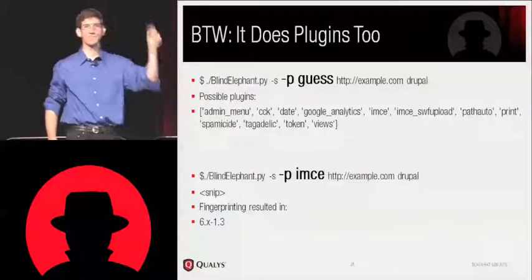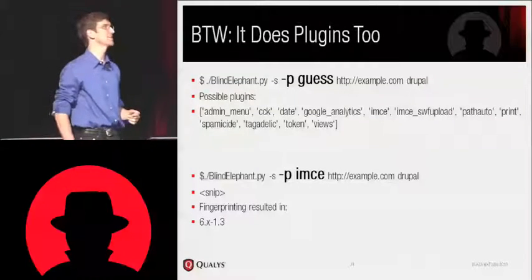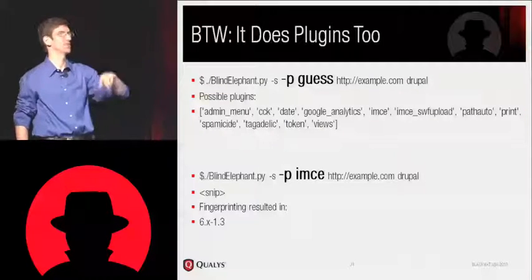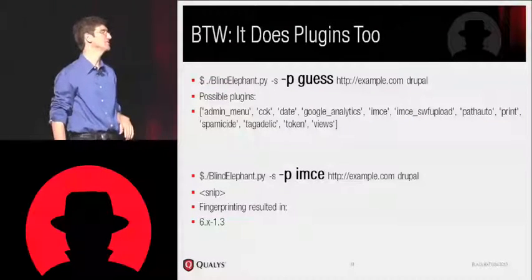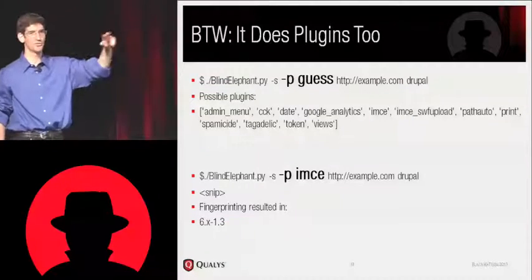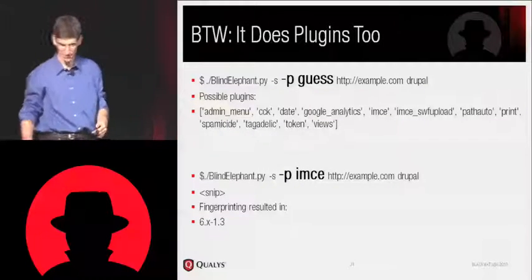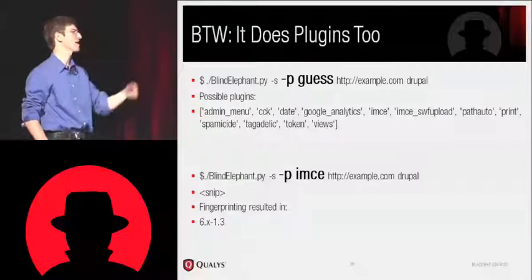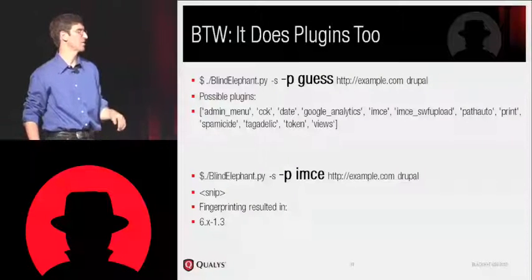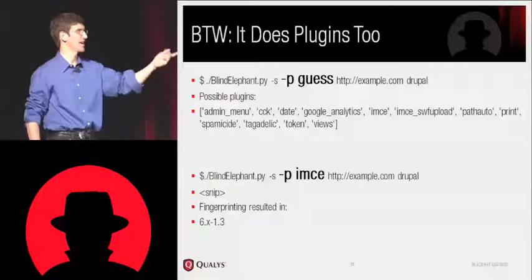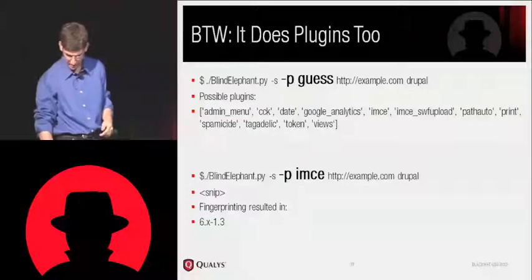It does plugins too. Again, same logic, same approach. We can say, hey, go to some example site, and we know it's Drupal, please guess what plugins it has. Chug along for a few seconds and come back and say, here are all the supported plugins. They could also be running other plugins, but they just aren't ones that we support. But this is what we're able to discover. And then turn around and say, we care about what version the IMCE plugin is. OK, cool. We'll fingerprint that and came out with its Drupal 6.x version 1.3 of the plugin. So there you go. Tool kind of does its job.